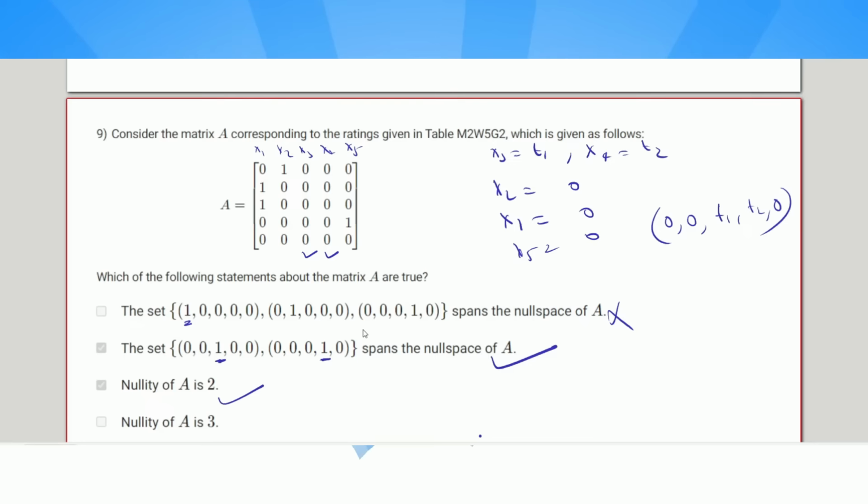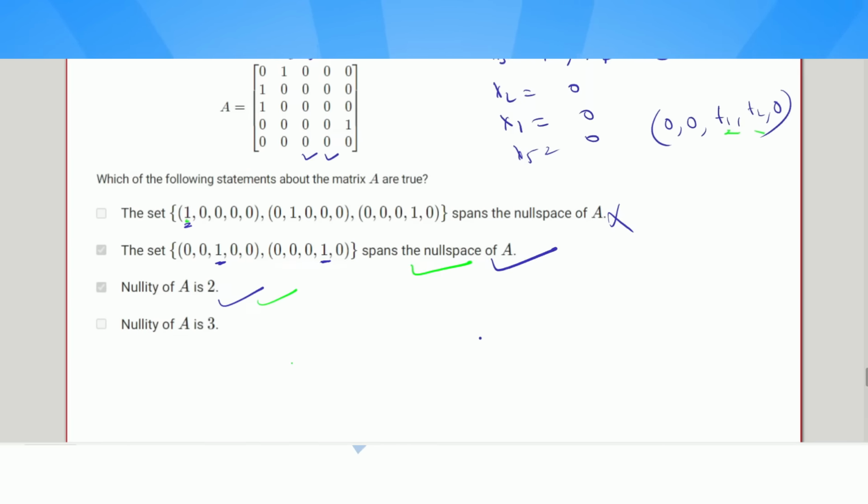Consider the matrix corresponding to the rating given in the table. Which of the following statements about the matrix null space is correct? It is asking about the null space, which is the solution space. Now you can see x3 and x4 are the independent variables. So let's take them as t1 and t2, and the rest, x1, x2, and x5, will be 0. So its null space will be 0, 0, t1, t2, 0. In the t1, t2 place you can have any value, so the nullity will be 2. The first option is not the null space, because x1 and x2 positions should be 0. The second one has x3 and x4, yes, this will be the null space and the nullity will be 2, because the independent variables are 2.